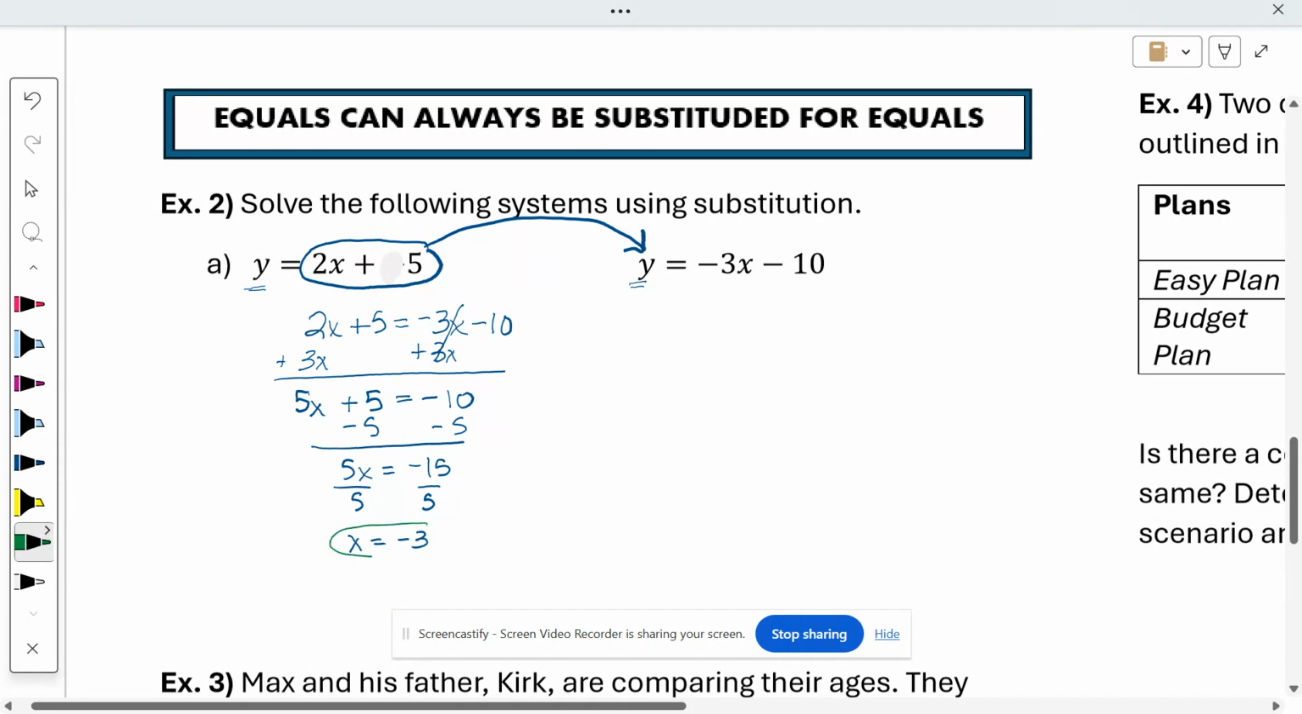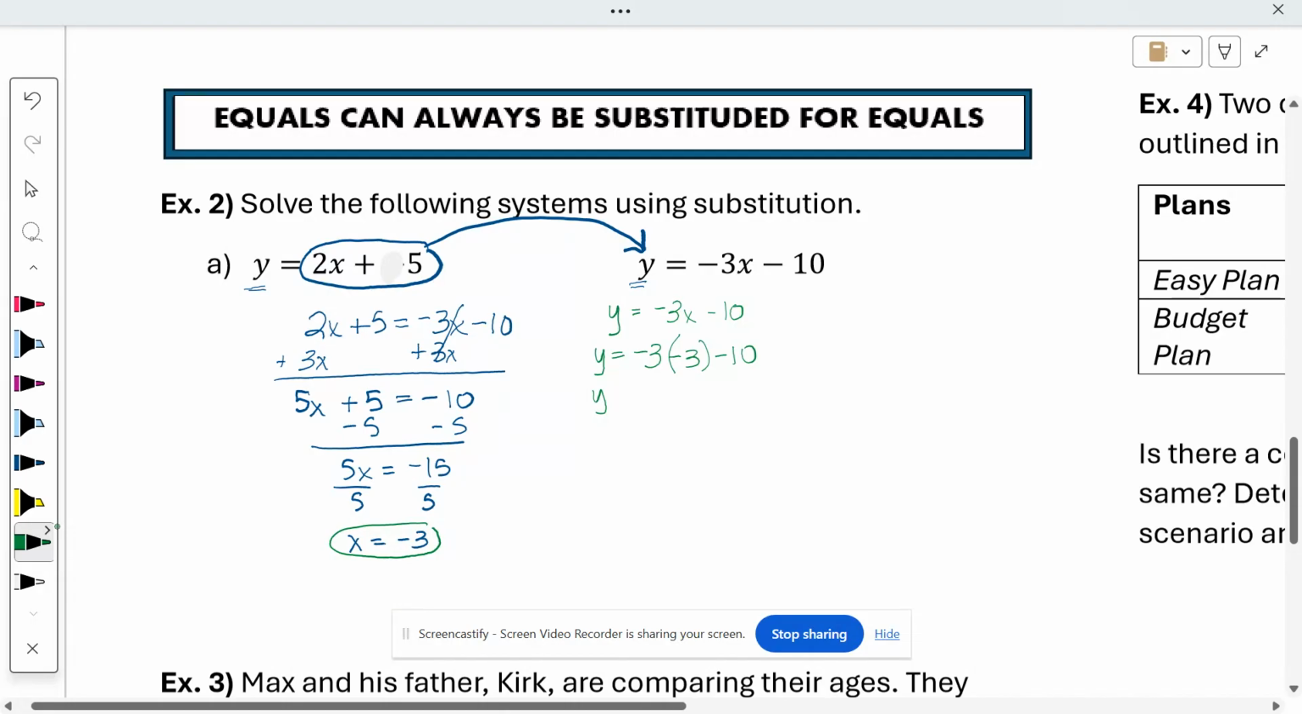So I'm going to take this value, x equals negative 3, and I'm going to plug it into, or substitute it in for, the second equation, y equals negative 3x minus 10. So I'm going to replace the x with negative 3. So I'm substituting in the value negative 3 for x.